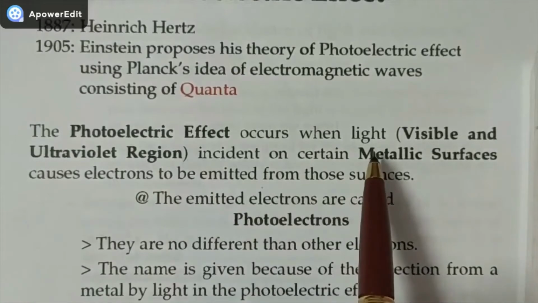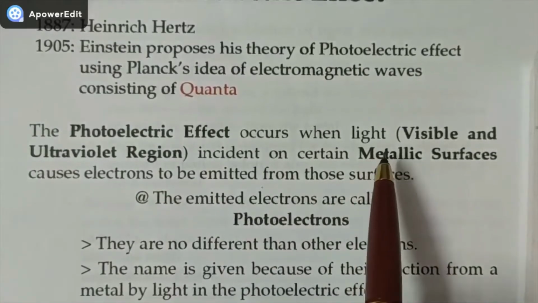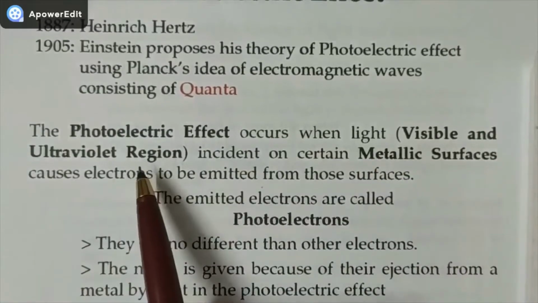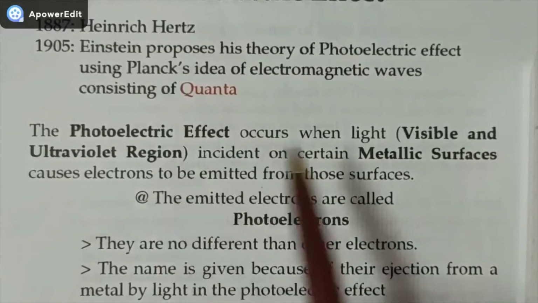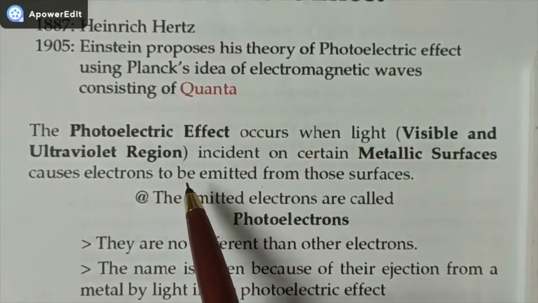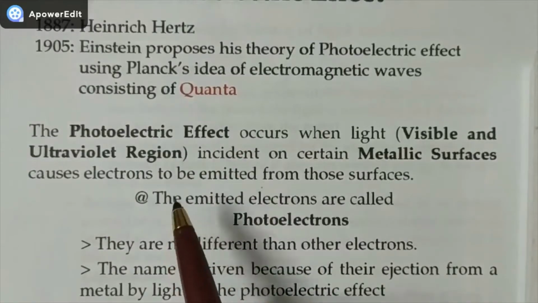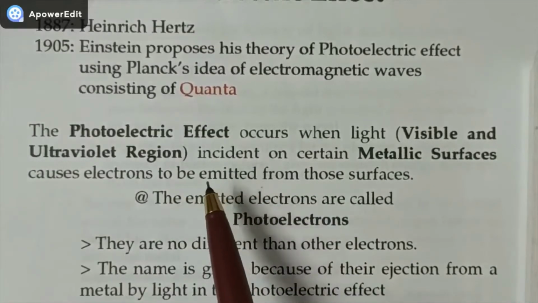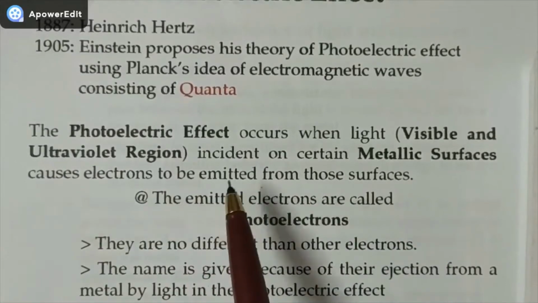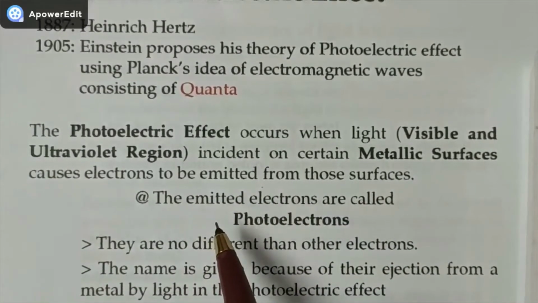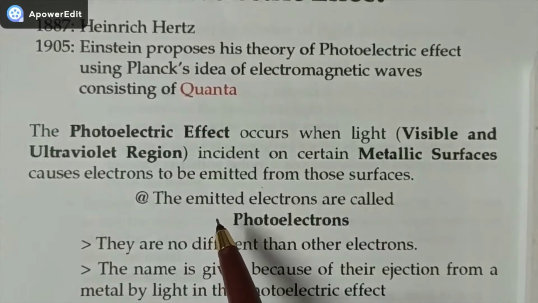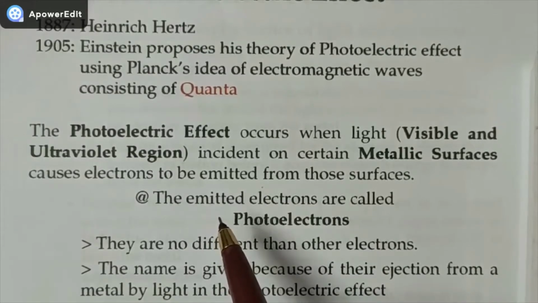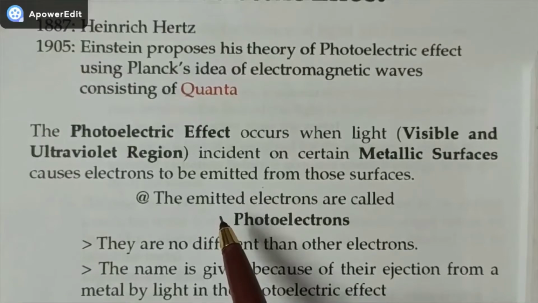The most probable emission of electrons is in the visible region or the ultraviolet region of the electromagnetic spectrum. Even X-rays are also responsible for the photoelectric effect. So when such light, or I can say electromagnetic radiation, is incident on a certain metallic surface, it causes the electrons to be emitted from the surface. This phenomenon is known as the photoelectric effect, where the emission of electrons takes place from the surface of a certain type of metal when some electromagnetic radiation falls on the metallic surface.